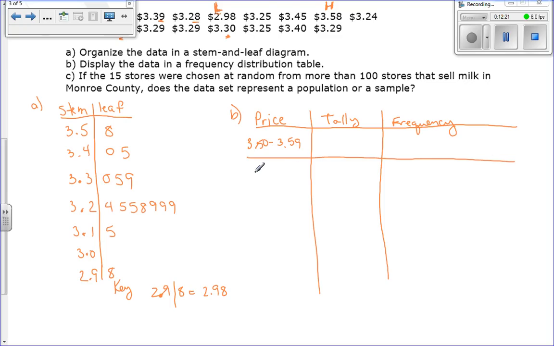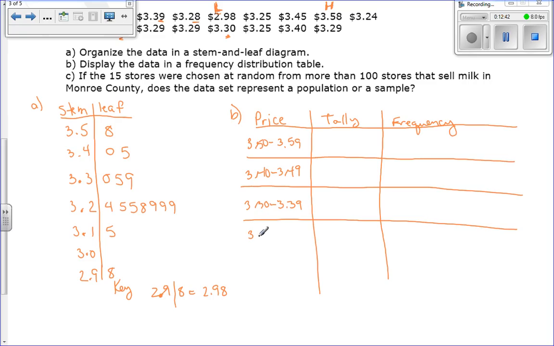My next range would be 340 to 349. And then 330 to 339. My next one down will be 320 to 329. And then 310 to 319.